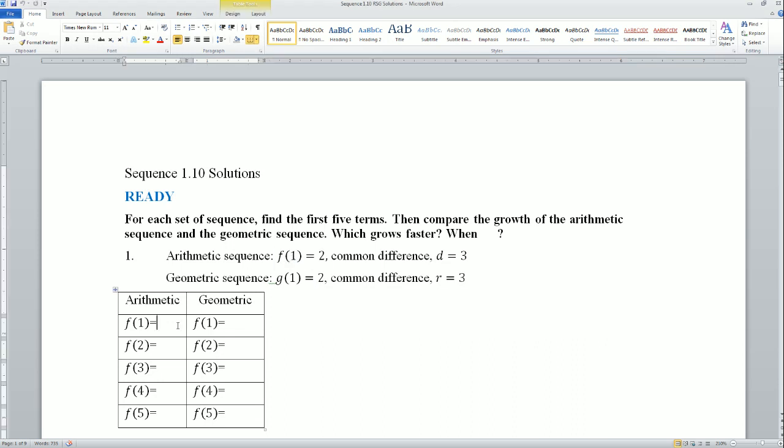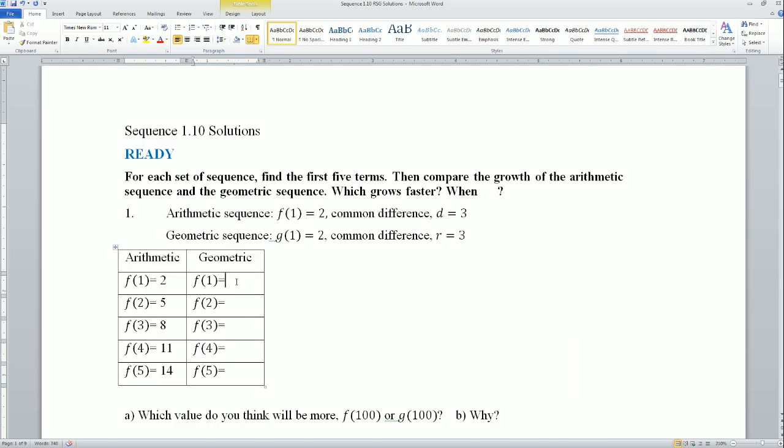The first term here is 2, so I'm going to plug in 2 here, with a common difference of 3, so I am adding 3 each time. So 2 plus 3 equals 5. 5 plus 3 is equal to 8. 8 plus 3 is 11. And 11, 14 would be the arithmetic sequence.